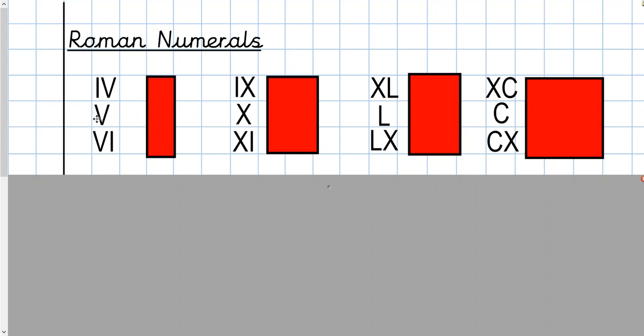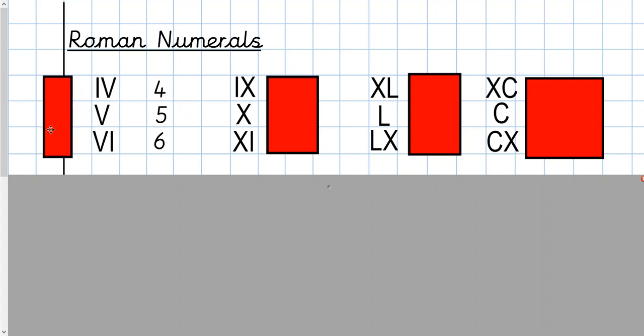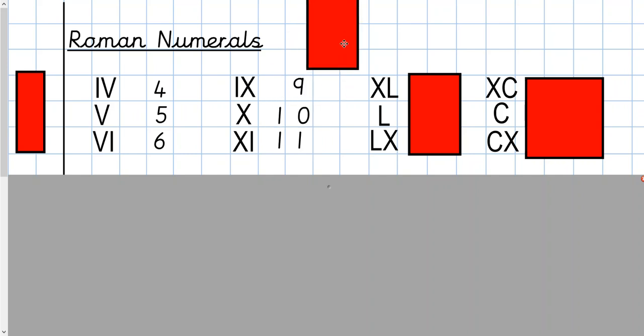So here I have V, which is 5. This is one before V, and this is one after V. So my numbers are 4, 5, and 6. Here I have X, which is 10. This is one before 10, this is one after 10. So my numbers are 9, 10, and 11.